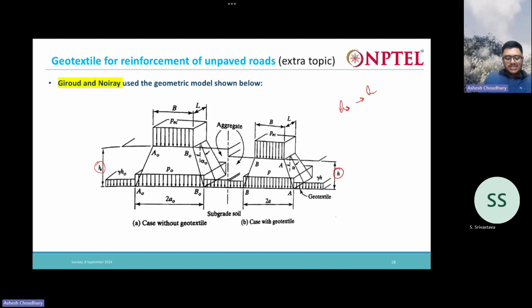So at the top you can see PEC, the length L and B are given. This PEC is nothing but the equivalent tire pressure. Okay, this equivalent tire pressure is actually distributed at some angle alpha: alpha naught in this case, and alpha in case we use some geotextile reinforcement. So it is distributed at an angle alpha to the subgrade layer. Okay, to the subgrade layer. So it is distributed at angle alpha naught and alpha in the subgrade layer.